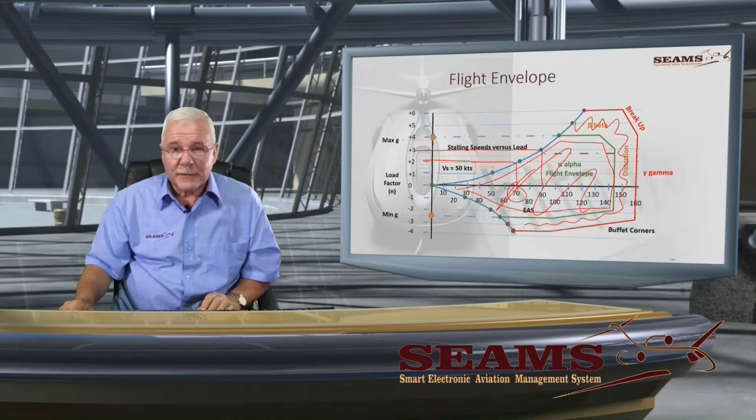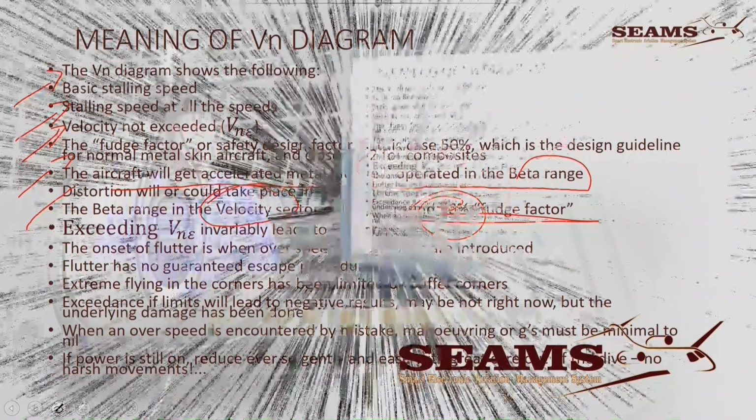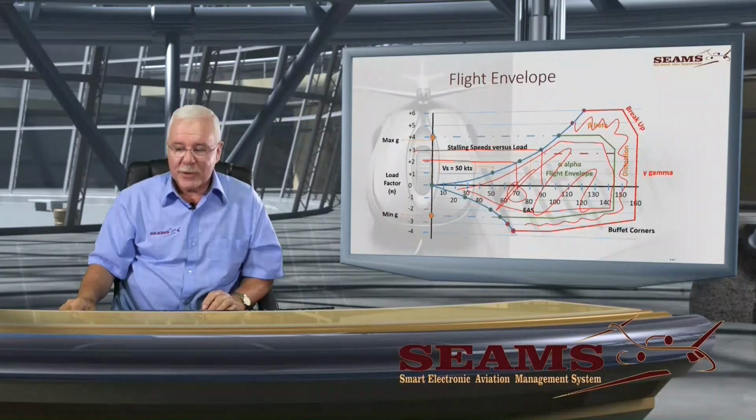We owe it to each other. If it's your own aircraft, it's an aerobatic aircraft, you fly it within its limits. If it's not an aerobatic aircraft, fly within its limits. Your 5 seconds of fame is not going to impress anybody, except the front page of the news. Nobody else. All right. The beta range in the velocity sector is only 10%. So we haven't got much margin there.